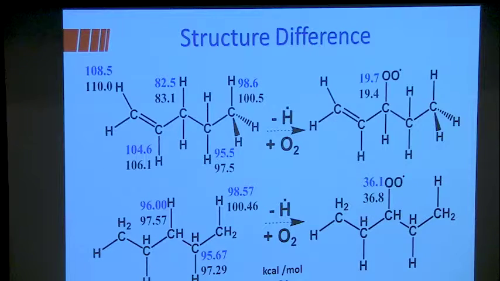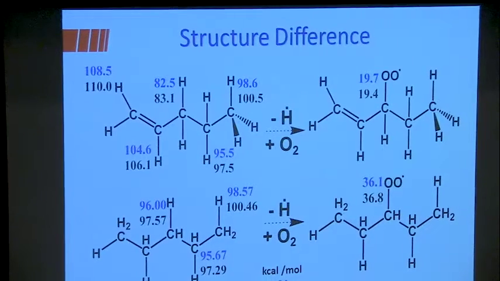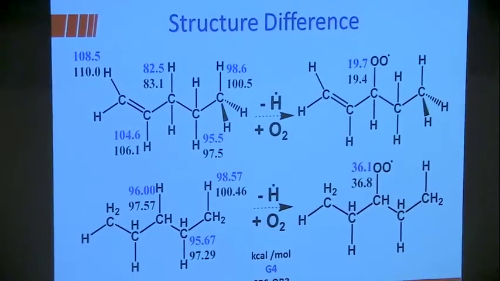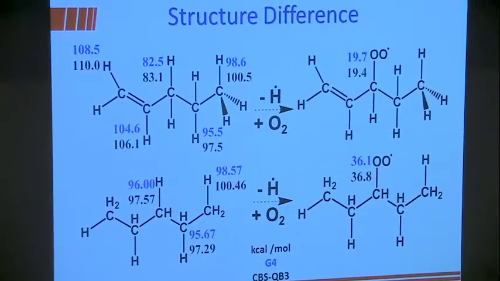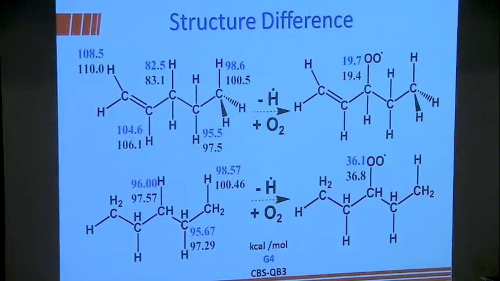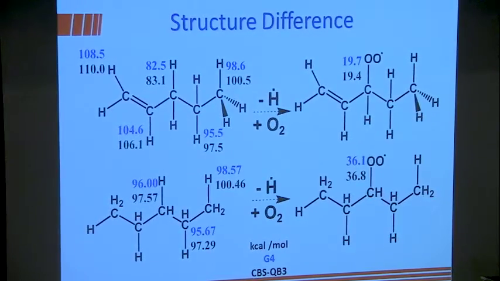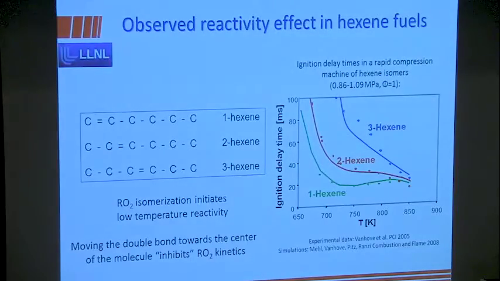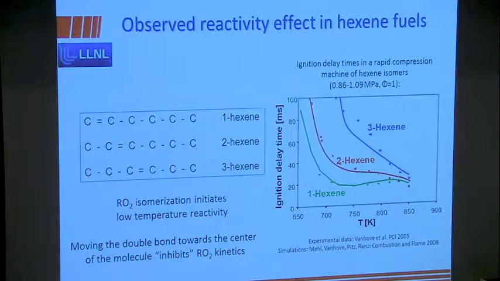And I had this slide yesterday. It's just showing you again here for this secondary, the well depth is 36 kilocalories per mole. Here it's 19.7, which is what I said. So that's showing the difference. And this is a pretty nice illustration of this point.